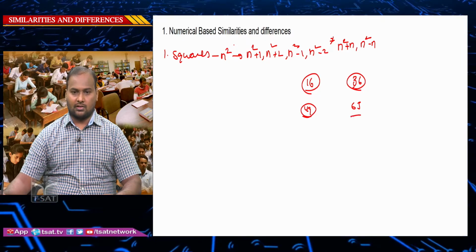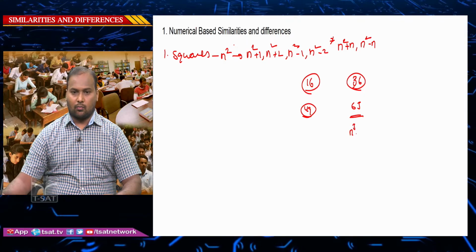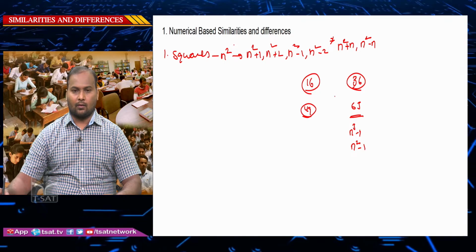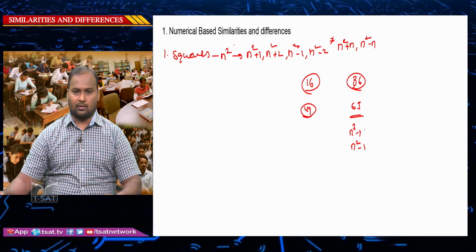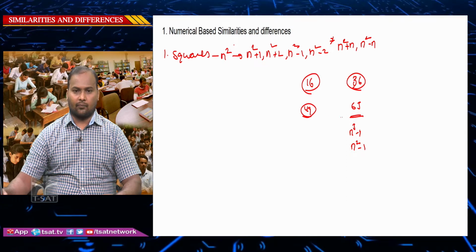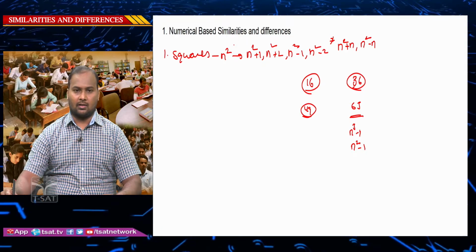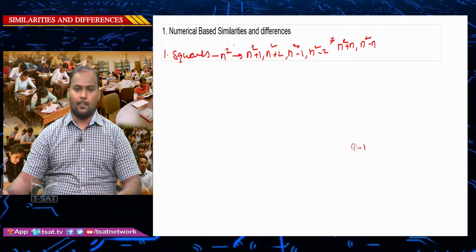But once you come to 63, it is in the format of n cube minus 1 or n square minus 1. Because it is in the format of n cube minus 1 or n square minus 1, this is completely a different one, and the remaining three, that is 16, 36 and 49, are completely similar. So, this is how the similarities and differences can be expected in the exam.